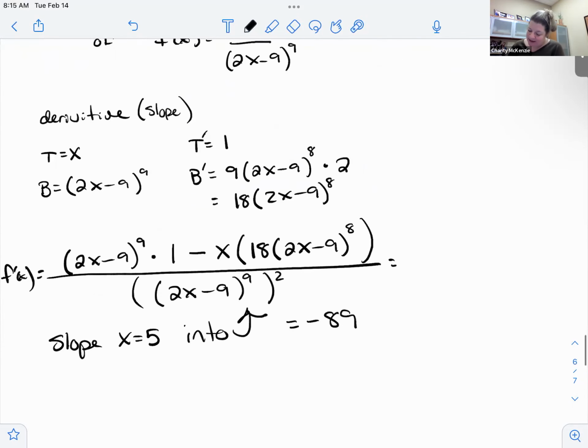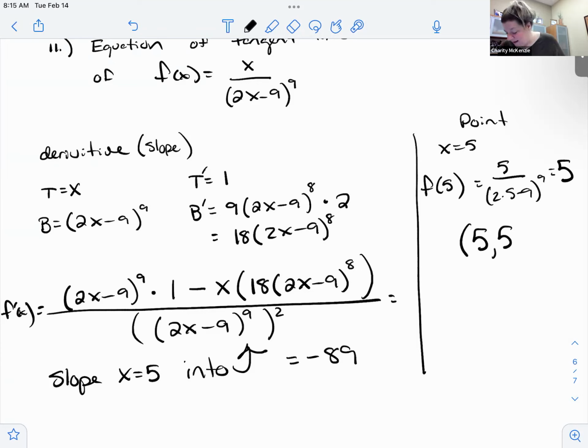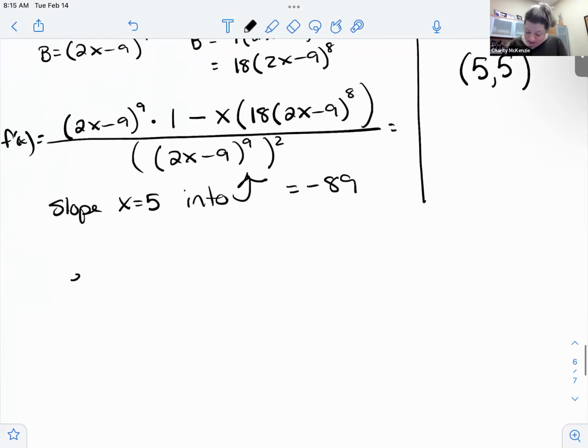So if I want my point, which I'm just going to do right here because I can, we put that x equals 5 into the original function. Not the derivative, but the original function. So that's the 5 over 2 times 5 minus 9 to the ninth power. And I get 5, according to my notes. Let me double check. So I have 2 times 5, which is 10. Yeah. Minus 9 is a 1. Okay. It didn't look right, but that's right. So that becomes a point of 5, 5.